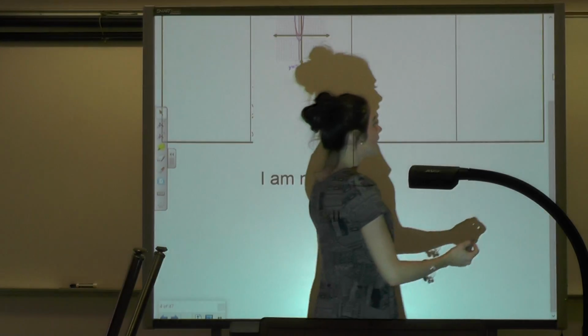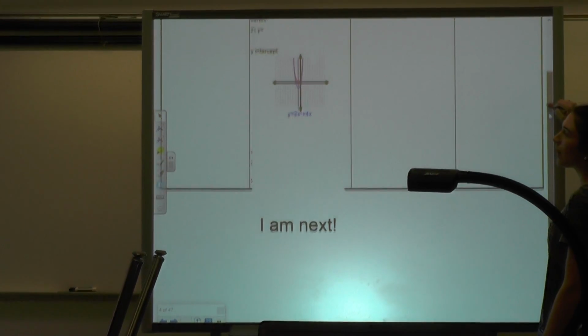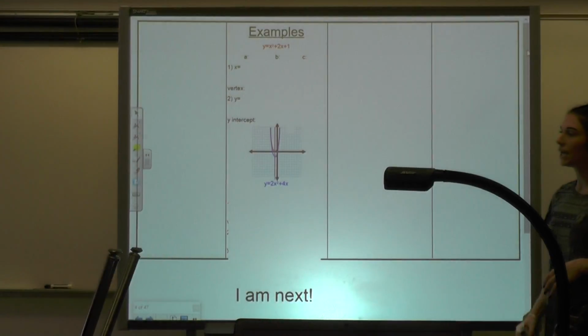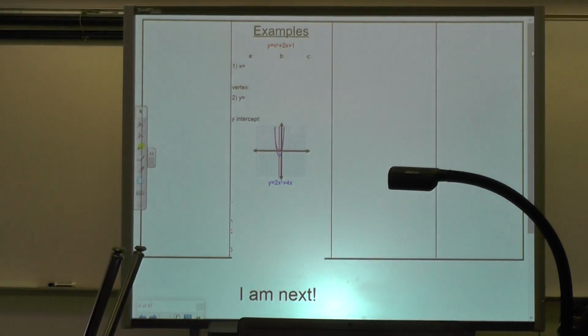Now we have y equals 2x squared plus 4x.